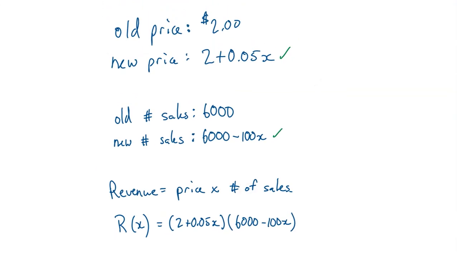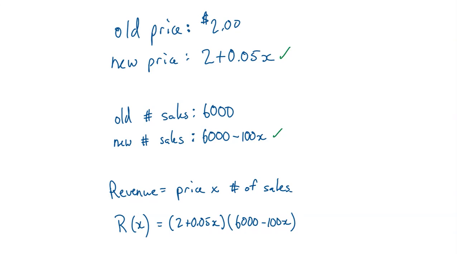You don't have to write out the old price and the old number of sales, but you probably do want to write out the new price and the new number of sales separately and then put them into this equation. And that helps you focus on what you have to do. One is always going to be plus, one is always going to be minus. Because if my price goes up, my sales go down. If my price goes down, my sales will go up. So one's always going up, one's always going down.